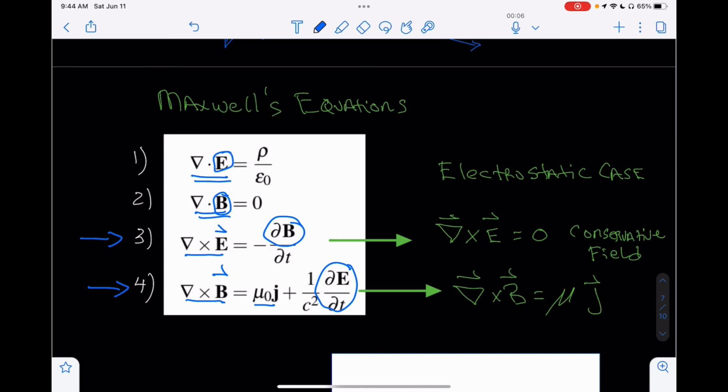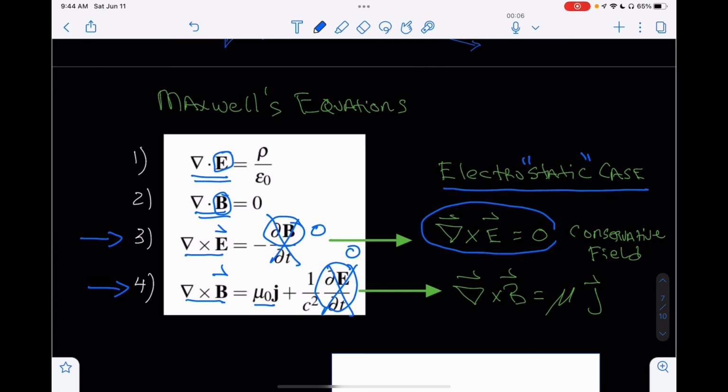If you look at the electrostatic case, static here meaning that it doesn't vary with time, then in these equations the rate of change of the magnetic field goes to zero, and the electric variation goes to zero. The equations simplify, in that the curl of the electric field is zero, and that turns out to be a conservative field, but that's a different video. And the curl of the magnetic field is equal to the current density, right?